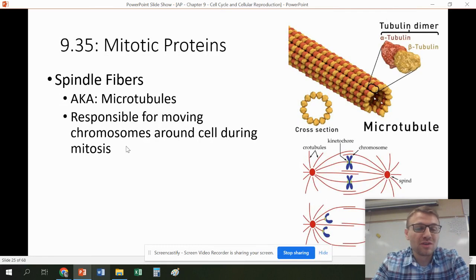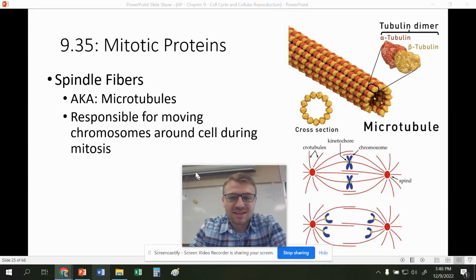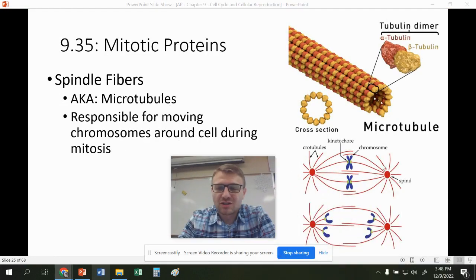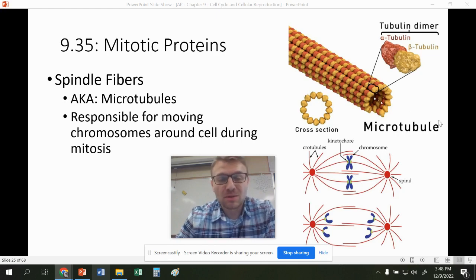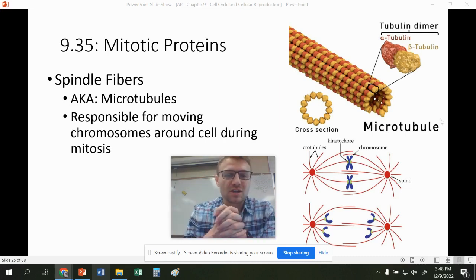Spindle fibers, these are also known as microtubules, like I just said. They are responsible for moving the chromosomes around the cell. You can see here, these are microtubules. They are going to be what moves the chromosomes. They're actually going to attach to the kinetochores, which are around the centromeres of the chromosomes. There's so many words here. But these spindle fibers are going to move things around during cell division. So these 3 proteins are going to play an important role within cell division. I wanted to put them before, so when we talk about mitosis, we can talk about their function.